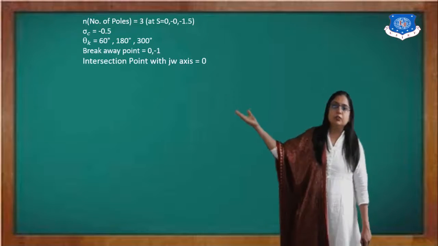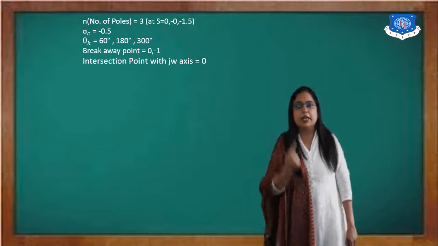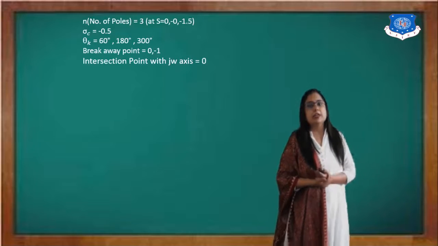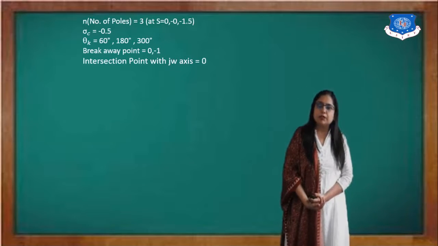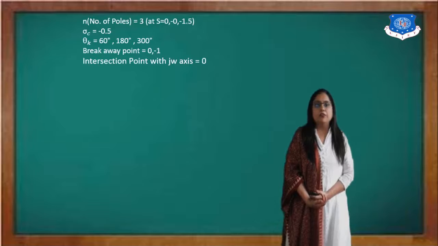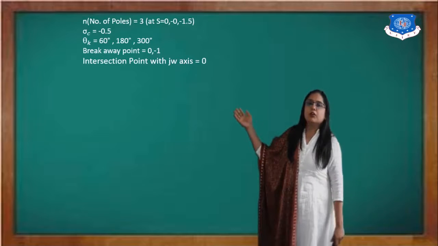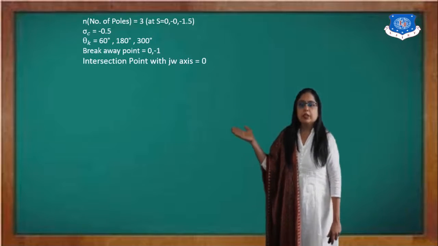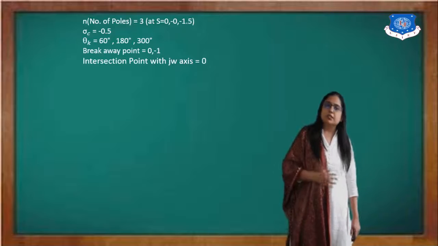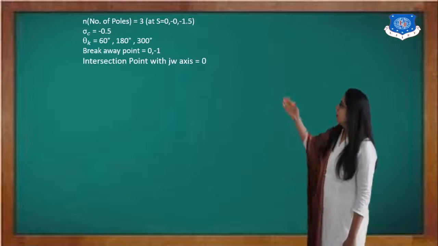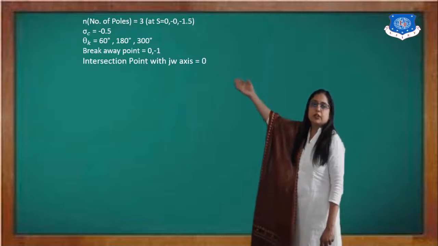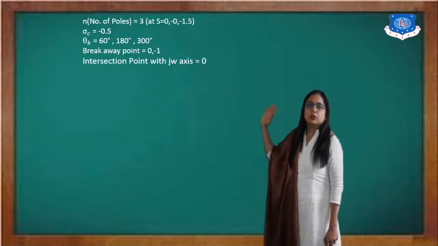Now see, these are the values. That is, L equal to 3. The poles are 0, 0, minus 1.5. My centroid is minus 0.5. My angles of asymptote are at 60, 180 and 300. The breakaway points are at 0 and minus 1, and the intersection point is at 0. Now, using these values, we will draw the root locus.